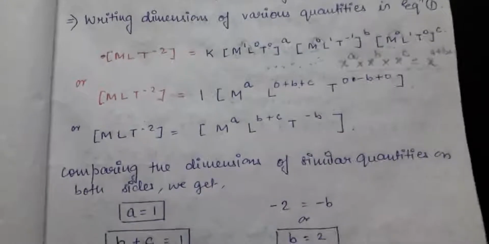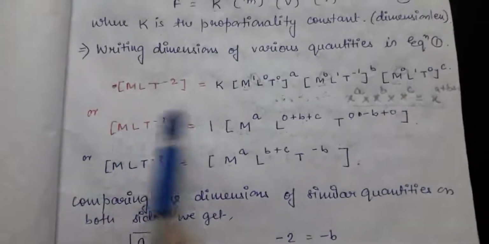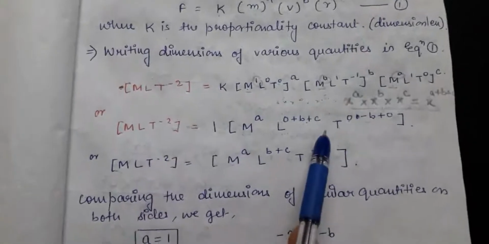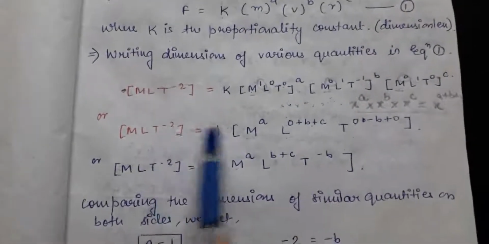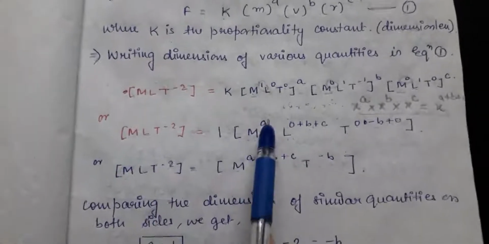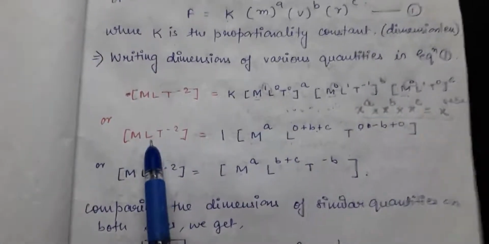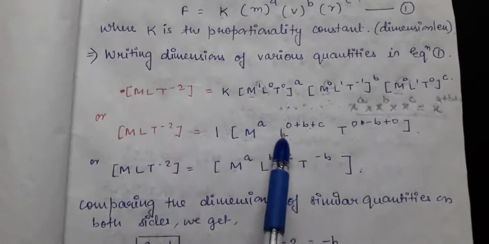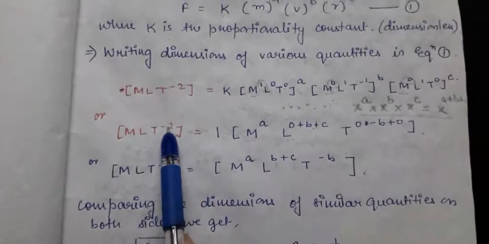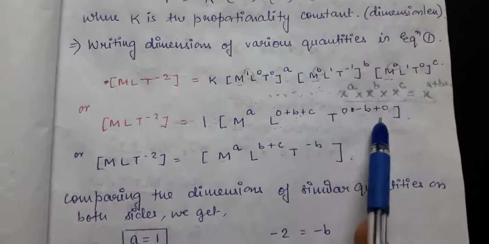Now if you can see, both the sides have M, both the sides have L and both the sides have T, but they are having different dimensions. Here the dimension of M is 1, but here the dimension of M is A. Here the dimension of L is 1, but here the dimension of L is B plus C. Here the dimension of T is minus 2, but here the dimension of T is minus B.